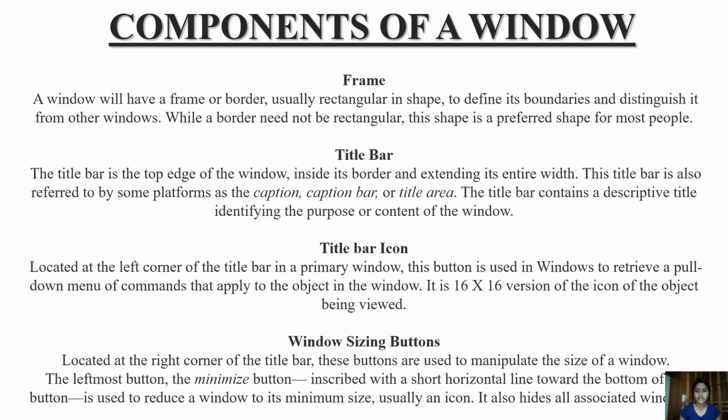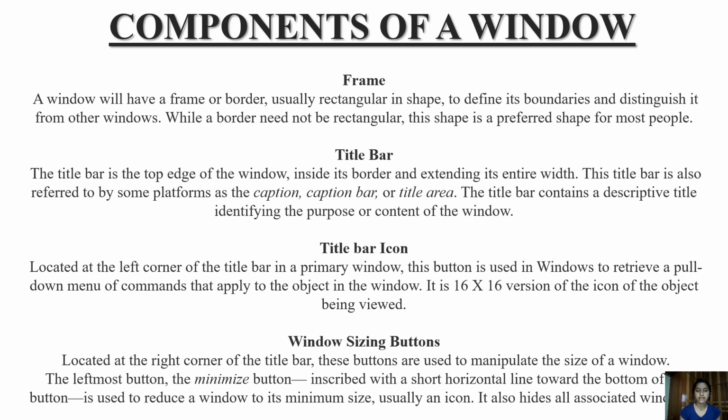The components of a window. Frame. A window will have a frame or a border, usually rectangular in shape, to define its boundaries and distinguish it from other windows. While a border need not be rectangular, this is the preferred shape for most people.